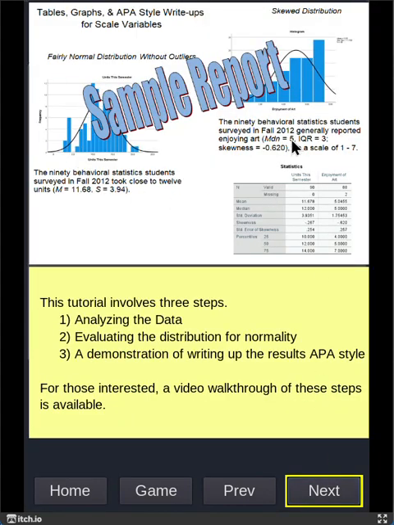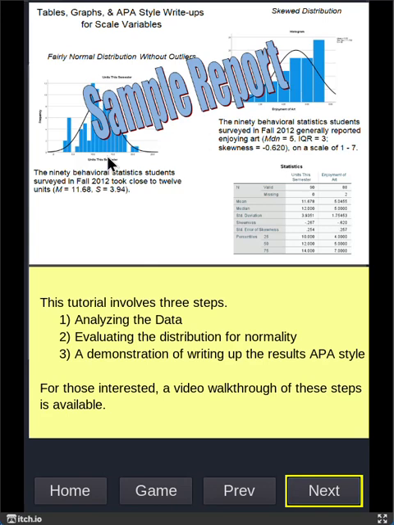Okay, so this is what we would envision ourselves creating at the end of this tutorial and game activity. We have here two scale variables. One of them is units this semester, and just heads up, this is fairly normally distributed, and the other is enjoyment of art, and it is heavily skewed. So whether something's fairly normally distributed or heavily skewed influences the way that we're going to write up the results.